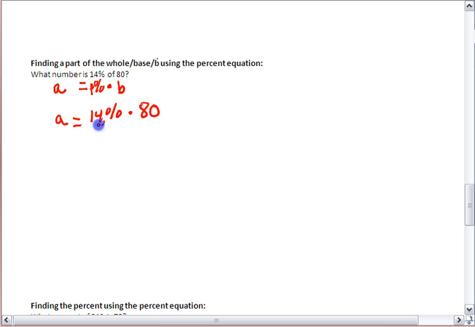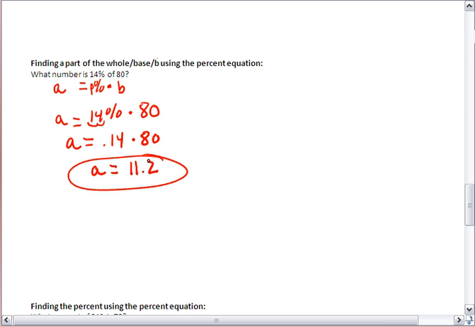All right. First step is to turn this into a decimal, so I'm going to do that. A equals 14 hundredths times 80. Again, this is something that you can do on your calculator. 0.14 times 80 means that A equals 11 and 2/10. And that should be my answer. If I take 0.14 times 80, gives me 11.2. So that's my answer.